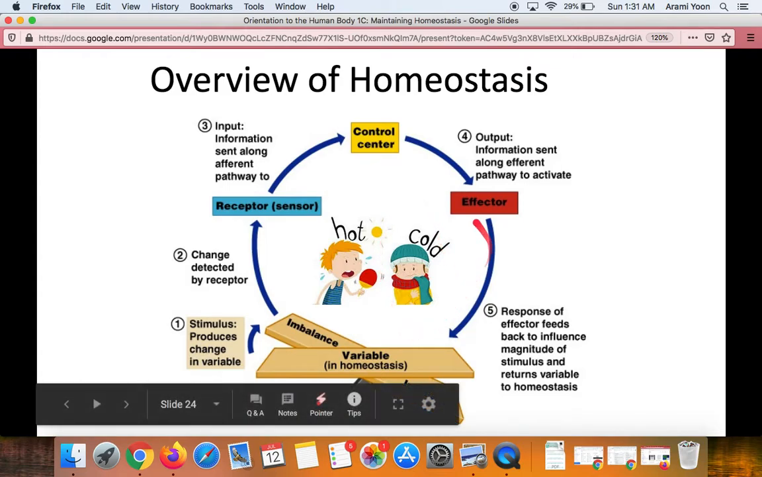Alternatively, let's say the stimulus is you're too cold. So that's the stimulus, your body temperature drops, and the change will be detected by thermoreceptors in your skin and other places.